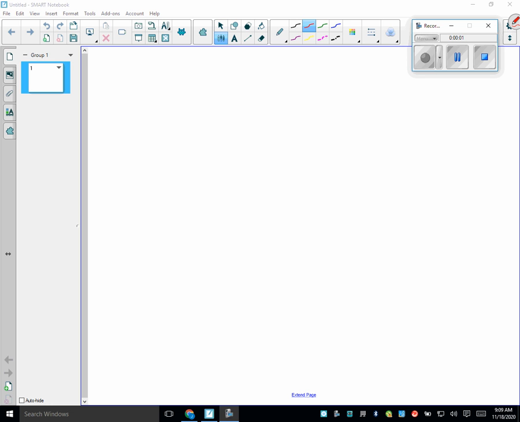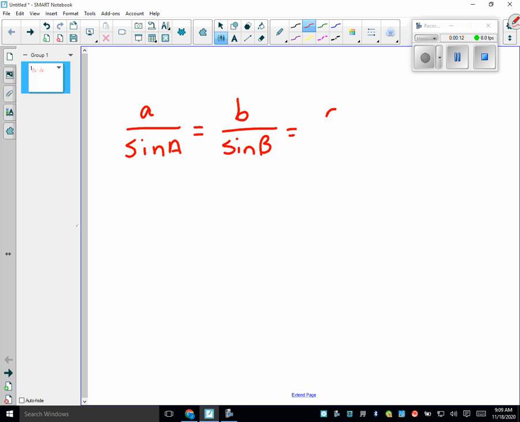Okay. Law of sines is a over the sine of A equals b over the sine of B equals c over the sine of C. The difference in today and what we've been doing is today we will not use a right triangle. We will use a regular triangle.